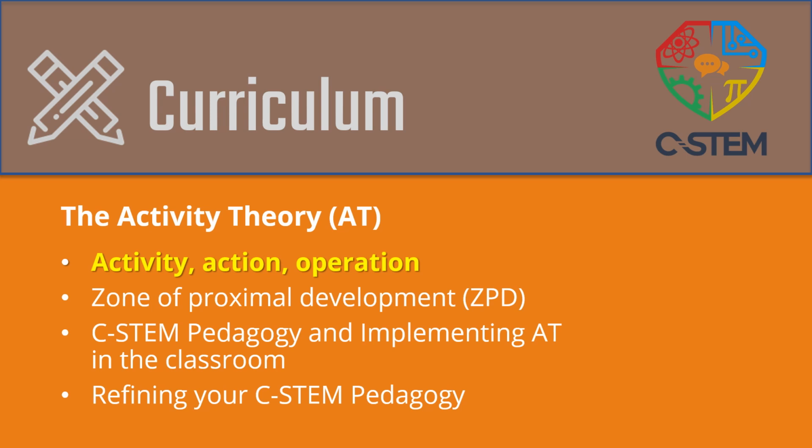Kari Kuti in 1995 further described activities in terms of a three-level hierarchy: activity, which corresponds to a motive; action, which corresponds to a goal; and operation, which corresponds to a condition, such as an automatic or unconscious act. Essentially, activities are composed of actions or tasks, and actions are made up of operations. Let's look at some examples.